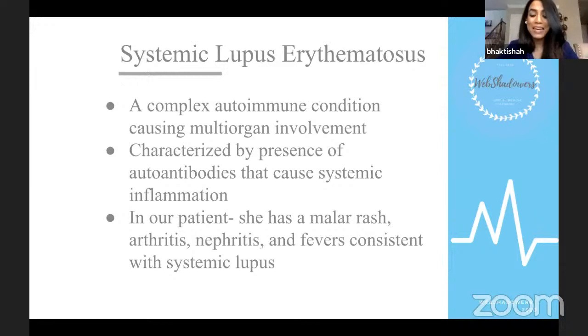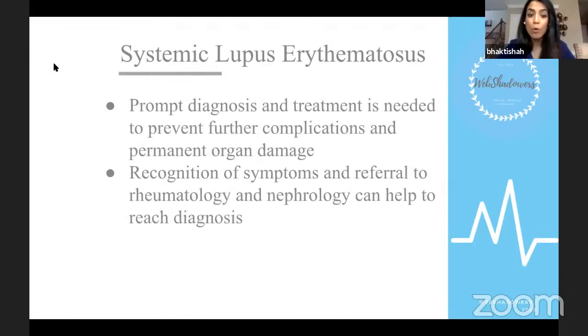Now, again, you are making this diagnosis before you are even getting any type of blood work, which is why physical exam and review of systems is so important. You need to diagnose these patients quickly and be able to start them on treatment to prevent further organ damage. If you're in primary care or if you're an ER doctor, recognizing the symptoms and getting the patient referred to a rheumatologist or even a nephrologist can really help to reach the diagnosis.